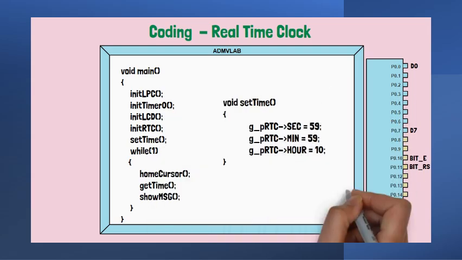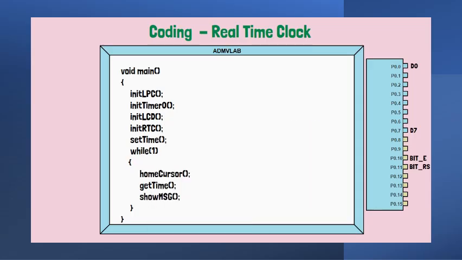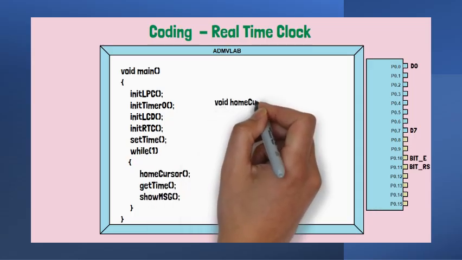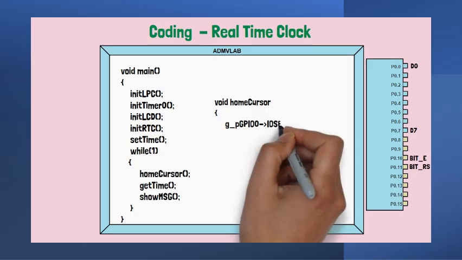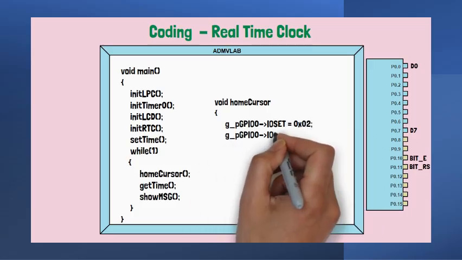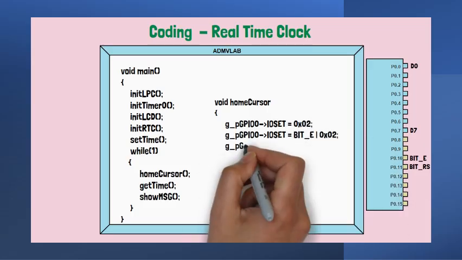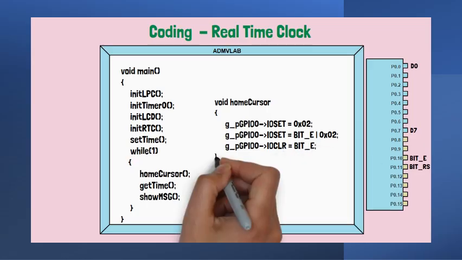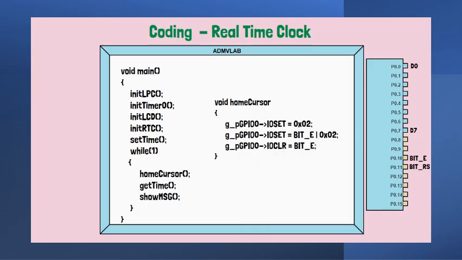We then enter an unending loop. In the first function, we home the LCD cursor by writing a value to the LCD command register. This is done by setting the RS bit low, and then toggling the E bit by writing to the IO set and IO clear registers.